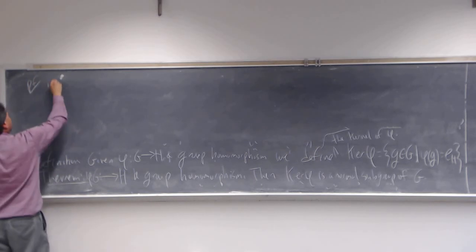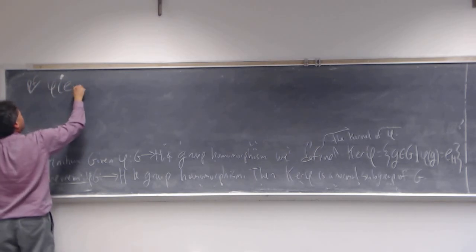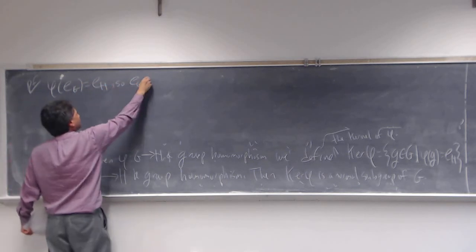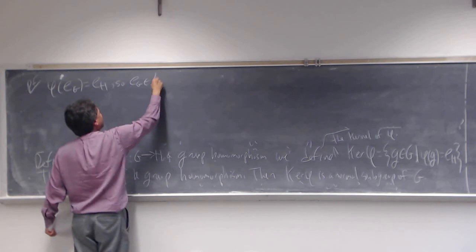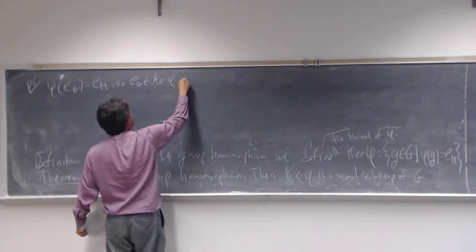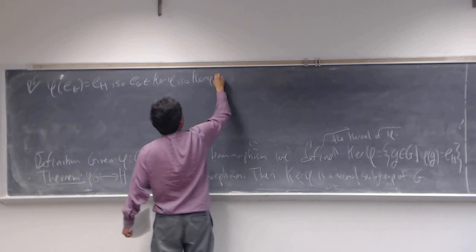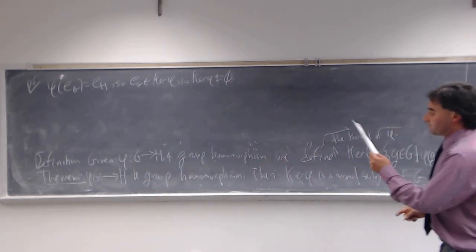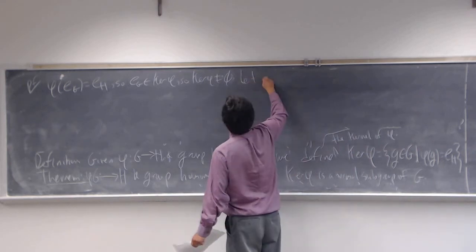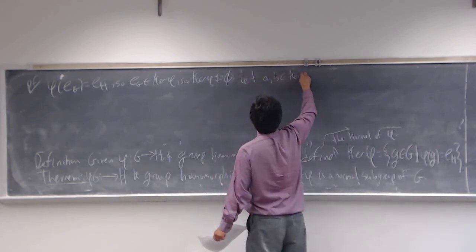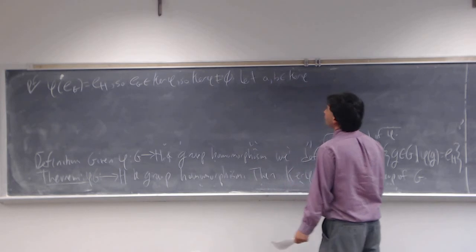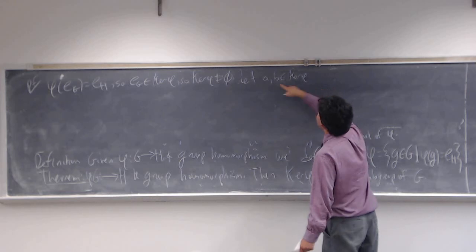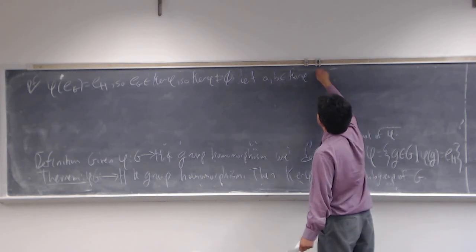First, note that phi of e_G is equal to e_H. So the identity of G is in the kernel, which means we have a non-empty set. Here we're going to try to do the one-step subgroup test. So let a and b be elements of the kernel of phi. We need to show that a times b inverse is in the kernel of phi.